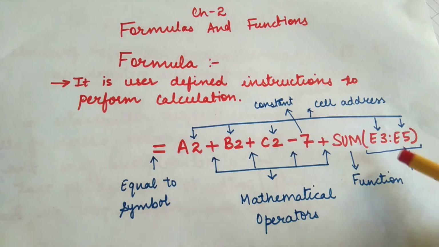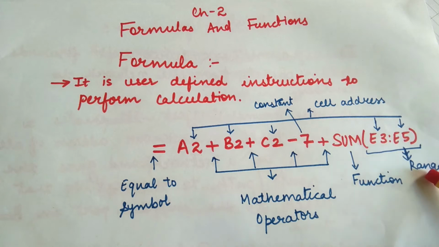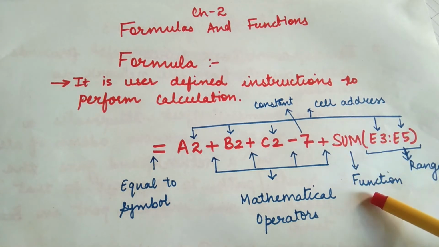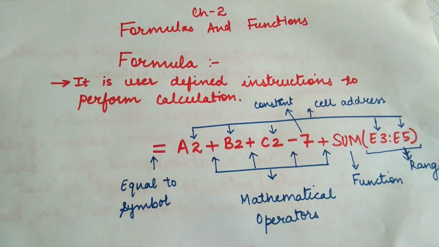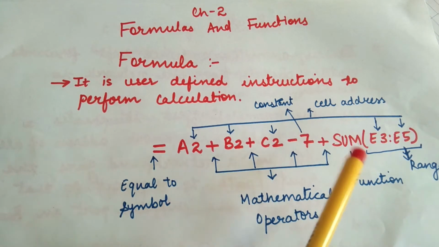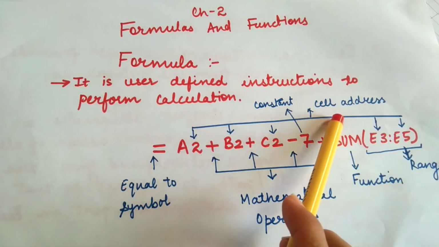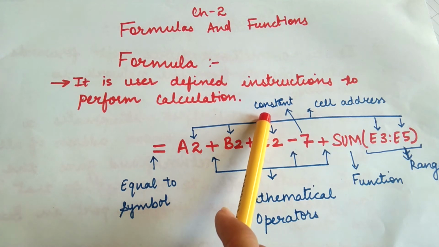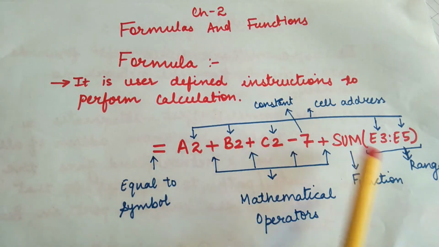Next, can you see this inside the parentheses, E3:E5? This is called a range. We will learn some more concepts about range further in the chapter. Right now you should just know what this is called. This is a range, and this is a function. For the time being, you should know what a formula consists of. So a formula consists of the equal to symbol, mathematical operator, function, range, cell address, and constant. Let's learn what all these components mean.